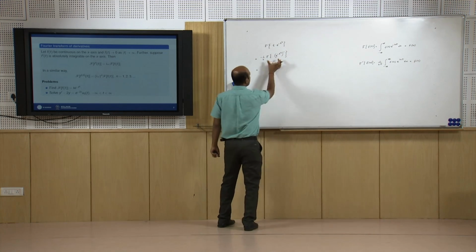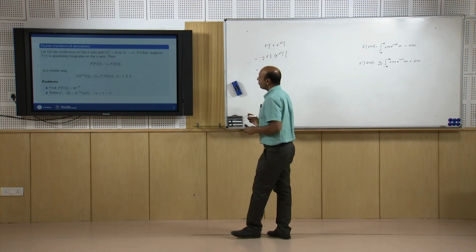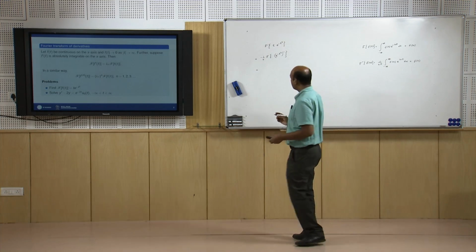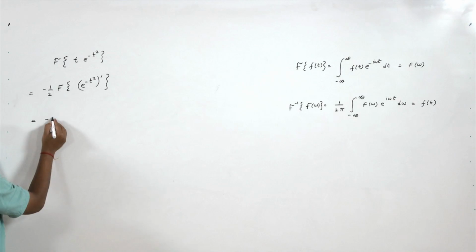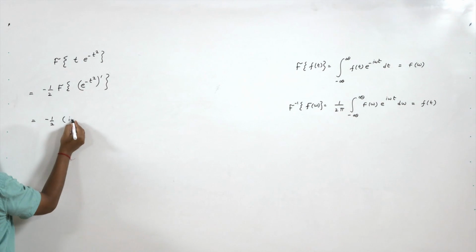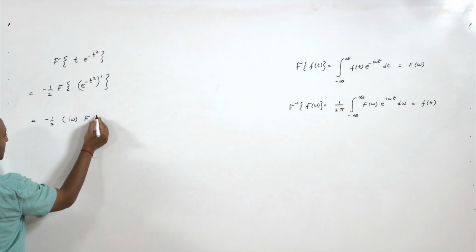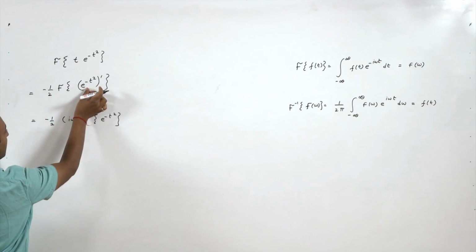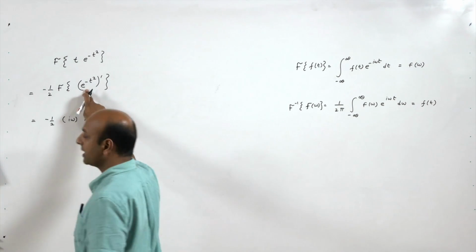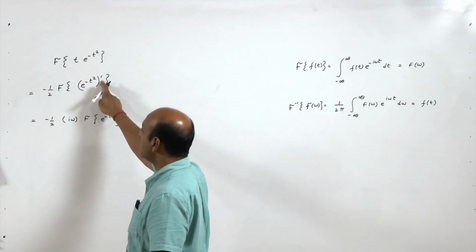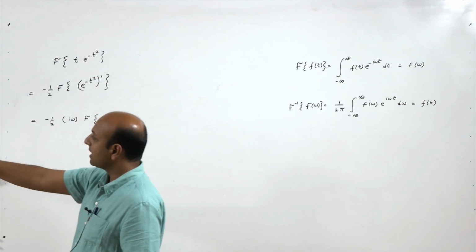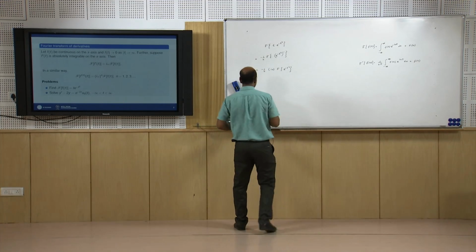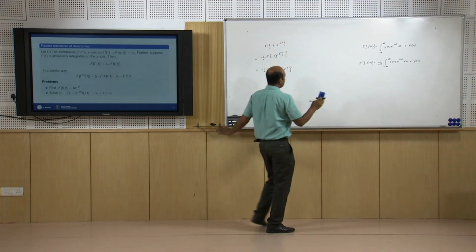Now, by the Fourier transform of derivatives, we know that the Fourier transform of f'(t) is nothing but iω times the Fourier transform of f(t). So, this is nothing but minus half of iω times the Fourier transform of e to the power minus t squared, because here f(t) is e to the power minus t squared, and its derivative is given by iω times the Fourier transform of f(t). So, this is this expression. Now, let us find the Fourier transform of e to the power minus t squared.